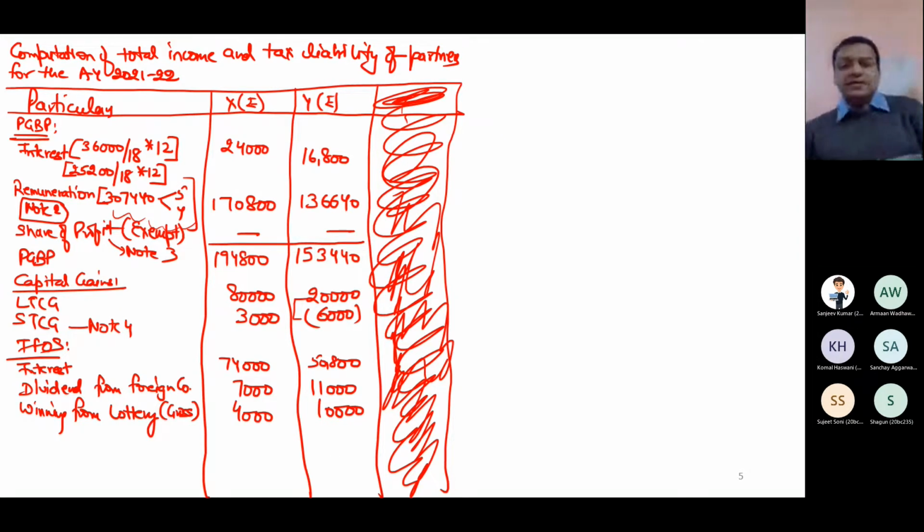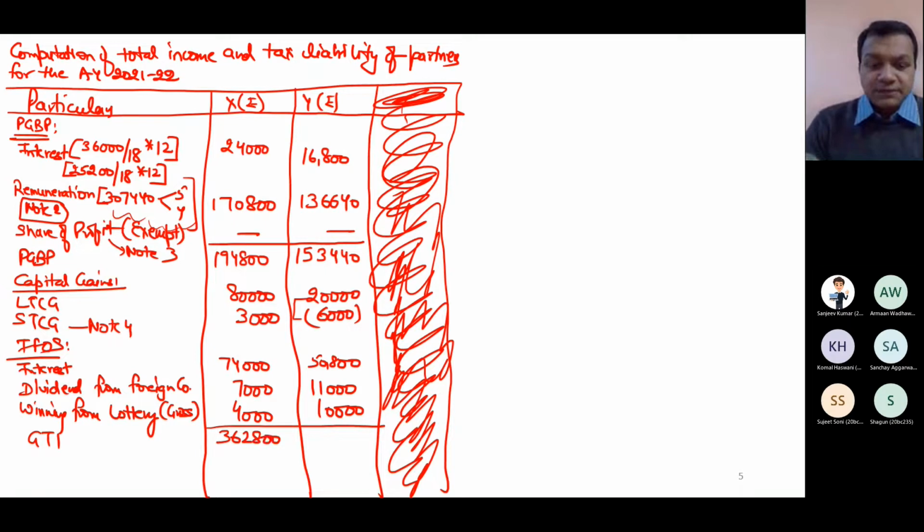That's it. This is the gross total income of the assessee. 194,800 plus 80,000 plus 3,000 plus 74,000 plus 11,000, 362,800. And for this person, 153,440 plus 14,000 plus 5,800 plus 21,000, 239,220.